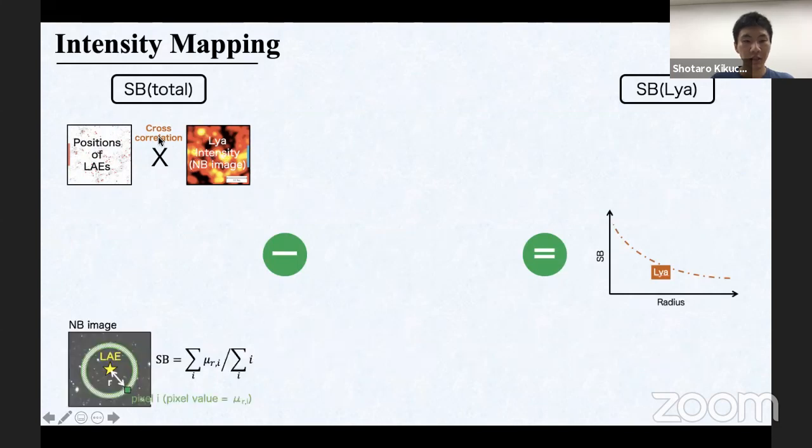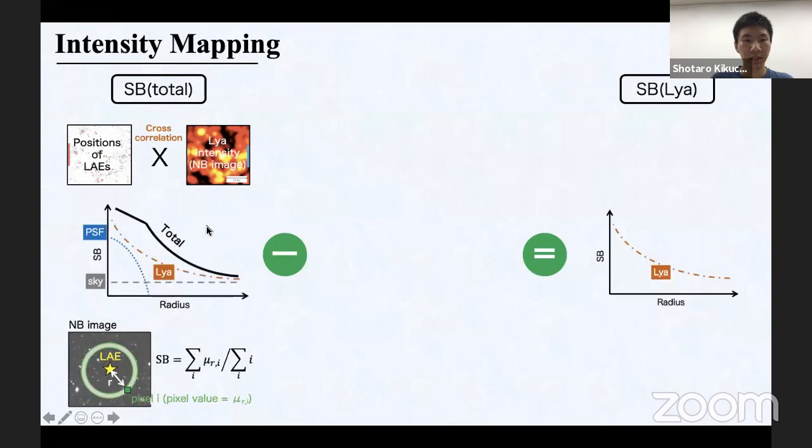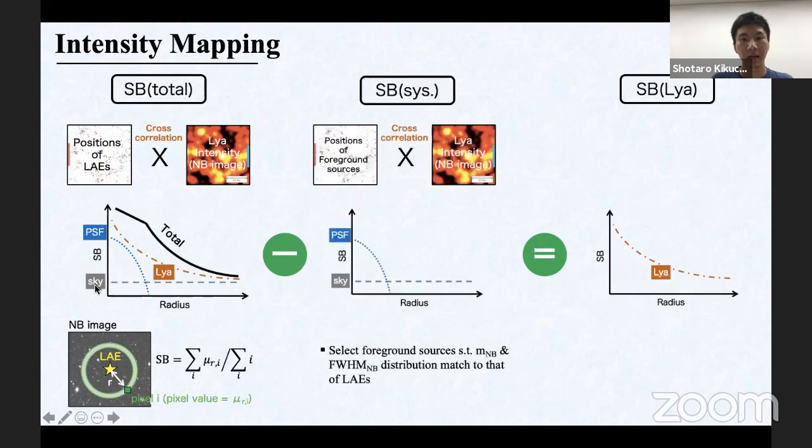In this calculation, we took the mean of the pixel values inside annuli at distance r from the central Lyman-alpha emitters. However, taking this cross-correlation is not enough, because the result includes not only Lyman-alpha emission, but also the PSF and the sky background. So we have to subtract the contributions from the PSF and sky as systematics.